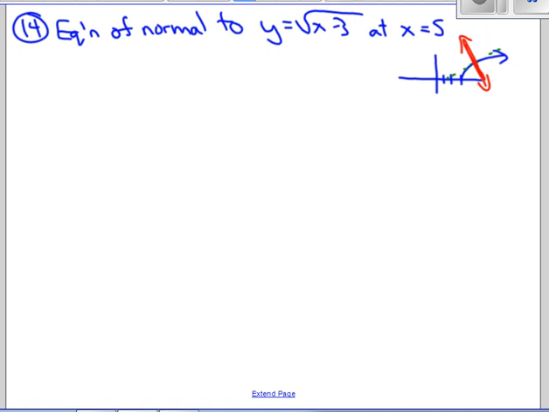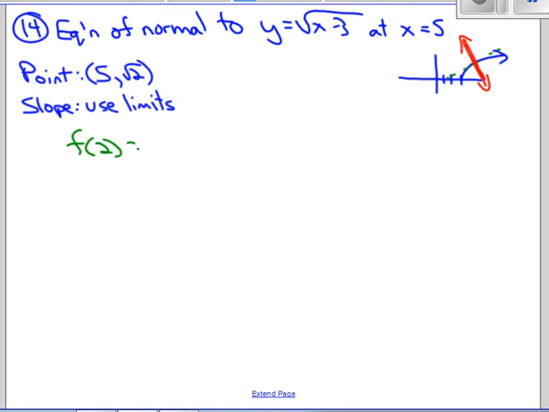Again, we need point and slope. So the point that we're going to do is 5, and put 5 in, you get root 2 for y. Slope, use limits, and you have to find the slope of the tangent first. Okay, so let's assume that we were working in f's here instead of just y equals. So you'll have to find f at 5.